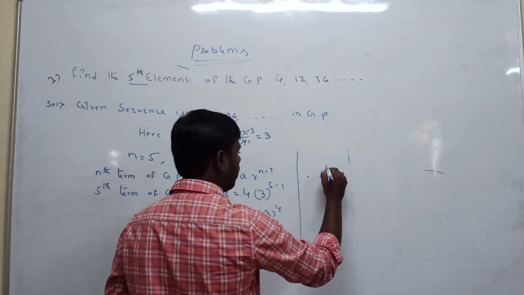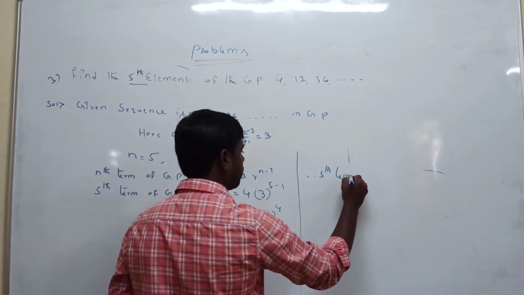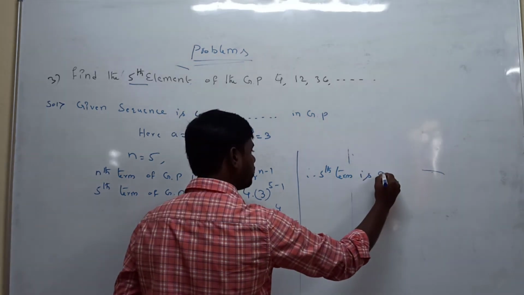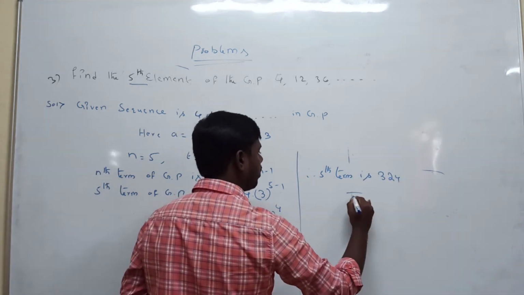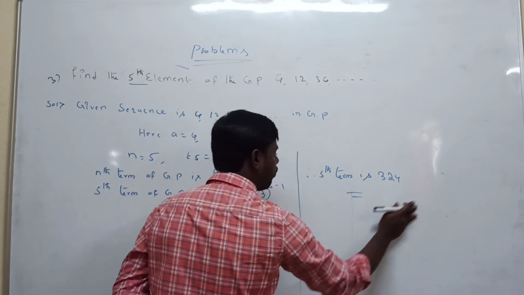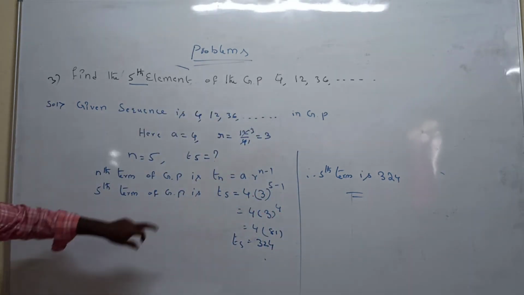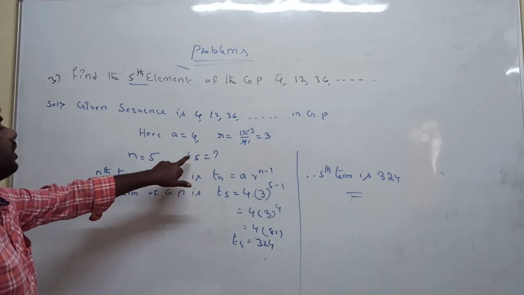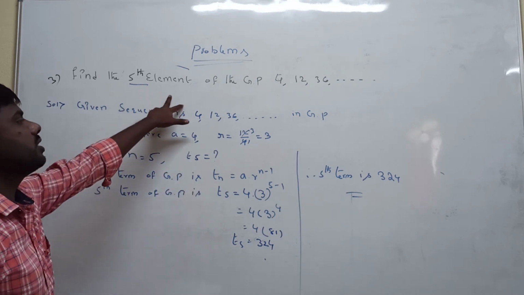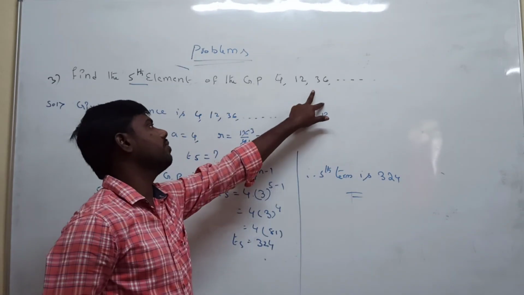Fifth term is 324. Everyone understood what they are asking? To calculate the fifth element is to calculate the fifth term in the given sequence, which is a geometric progression.